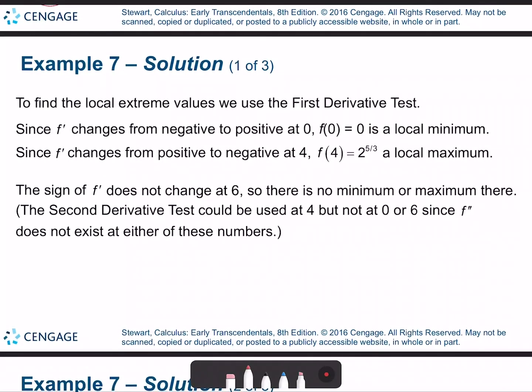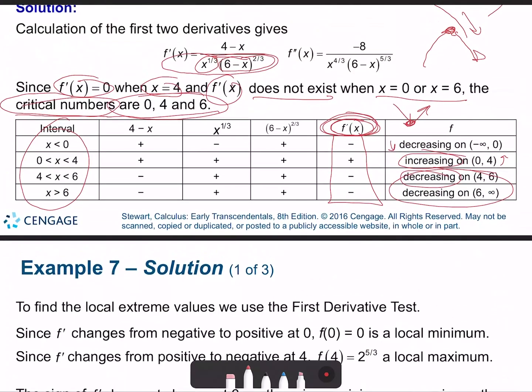So this is the conversation about making those evaluations that we just talked about. You could use the second derivative at the x value of 4, but not at 0 or 6, since the second derivative does not exist at either of those values. But you could use the second derivative test when x equals 4.